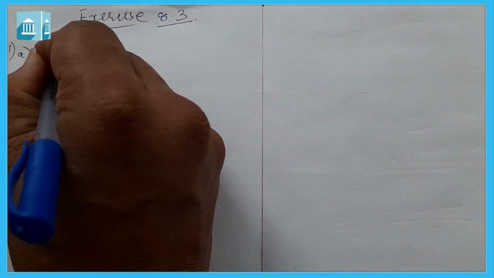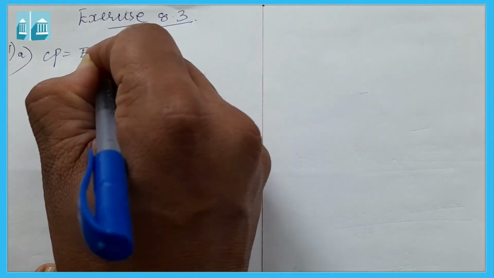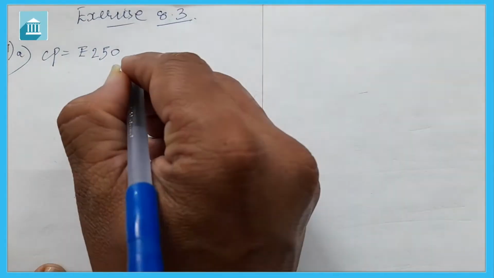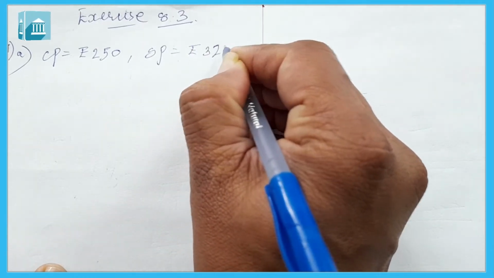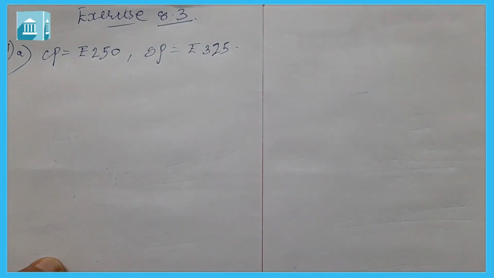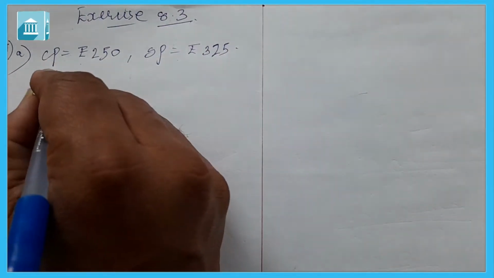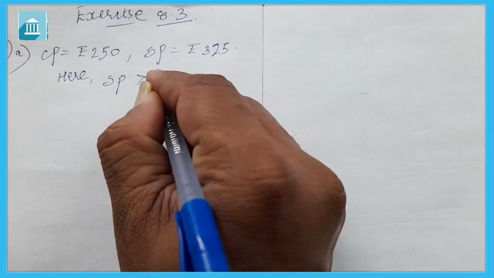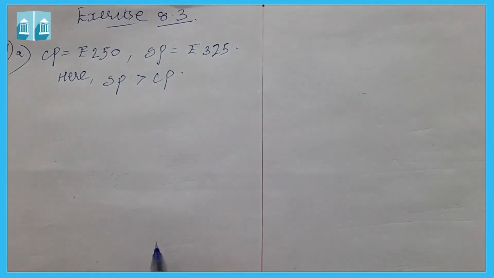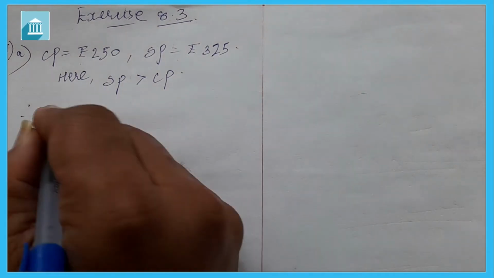So here CP is given rupees 250, SP is given rupees 325. Now we have to find out whether it is profit or loss. We see that here SP is greater than CP, and therefore we have profit.